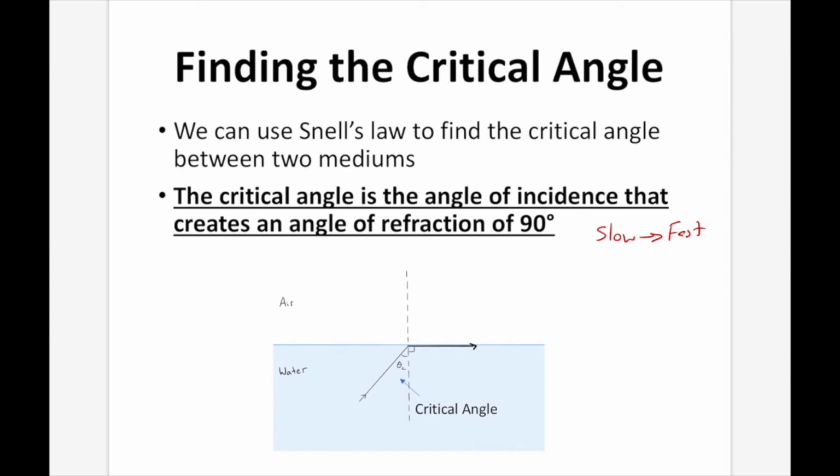Now, what do we say here? Well, the critical angle is the angle of incidence, that's the scale right there, that creates an angle of refraction of 90 degrees. So you can see how that's 90 degrees right there. It doesn't actually go into the second medium.